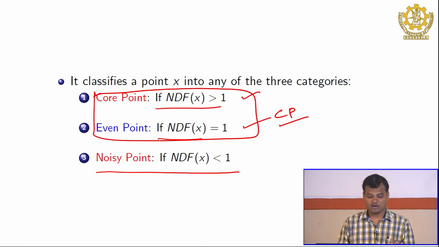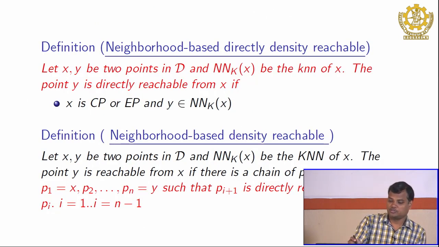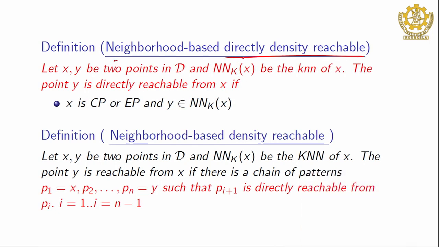Having defined these 3 categories of points, now we will define a few terms that are exactly the same as in DBSCAN, but the definitions have a little difference, because DBSCAN talks about everything in terms of density, and here we will talk about the neighborhood. So, here we go. This is directly density reachable, but we say it is neighborhood based directly density reachable. Earlier we talked about directly density reachable, so they introduced the term neighborhood based density reachable.